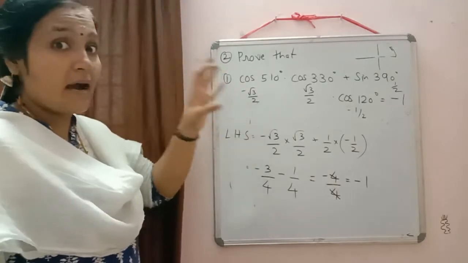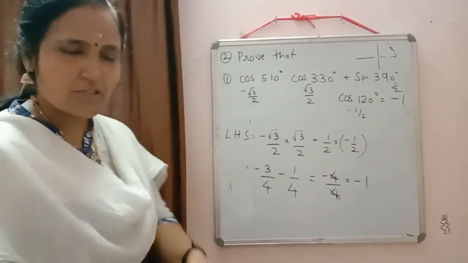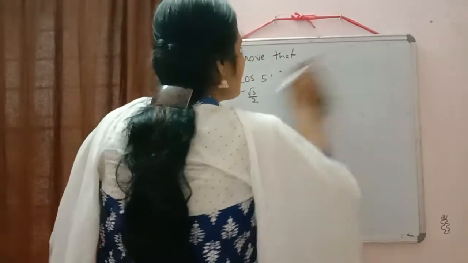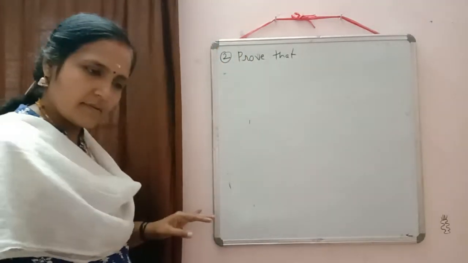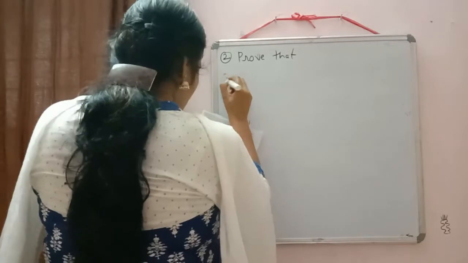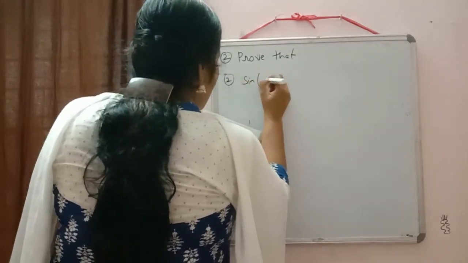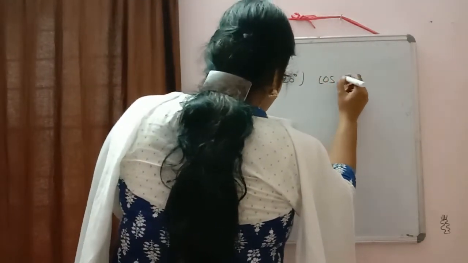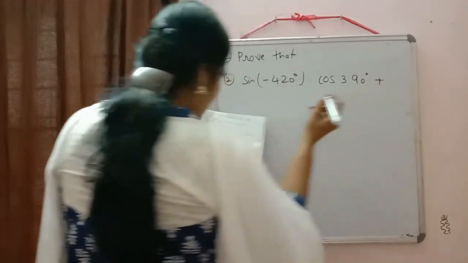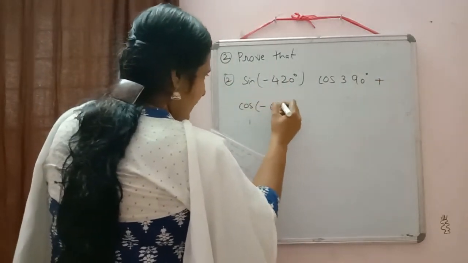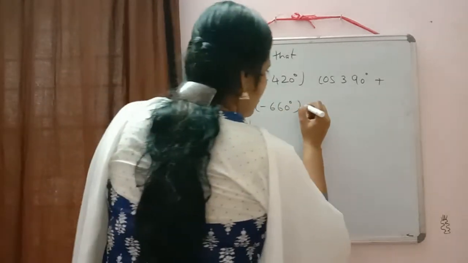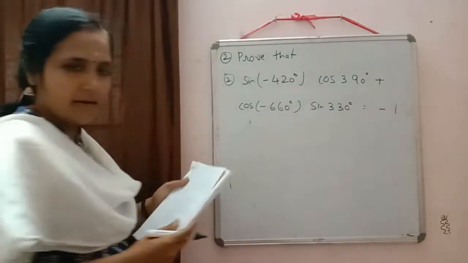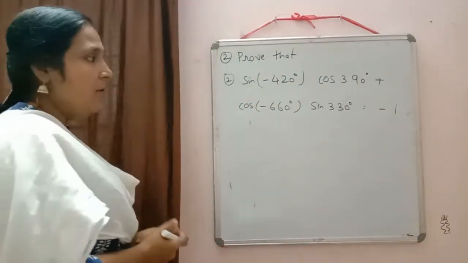So now I think it's clear how to find out the values. Okay. Some more questions we will do. Write down the next one. Second question is, prove that sin minus 420 degree into cos 390 degree plus cos of minus 660 degree into sin 330 degree is equal to minus 1. Again we have to prove its value is equal to minus 1.